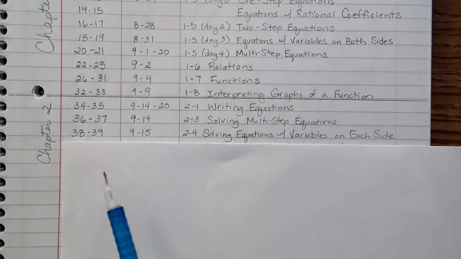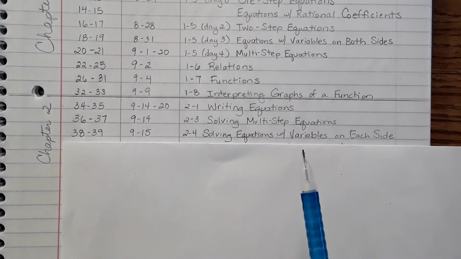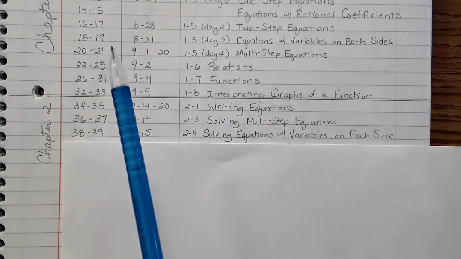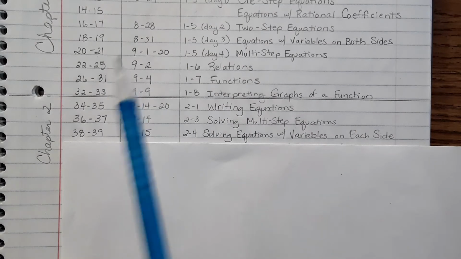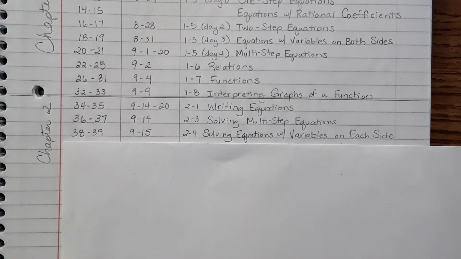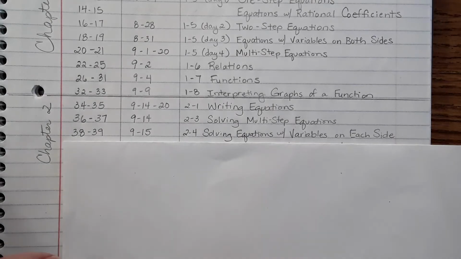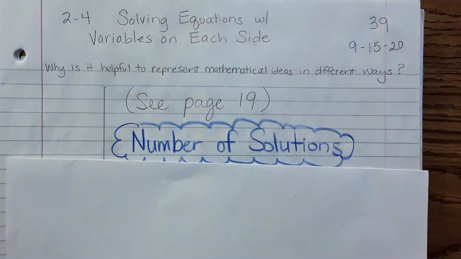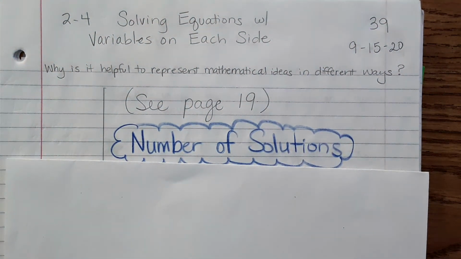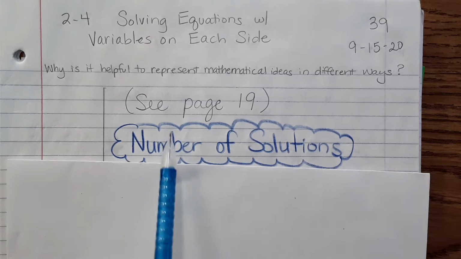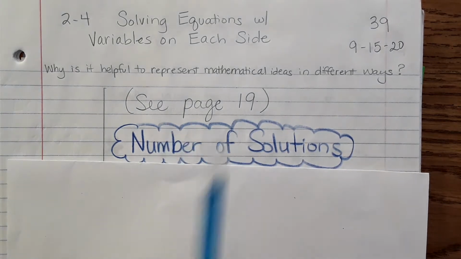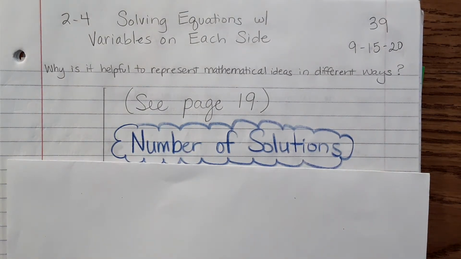In today's lesson, we're going to solve equations with variables on each side. Now you'll recall that we've done this before when we learned the basics. Back on page 19, we took notes on this. I'm not going to review the basic steps, but rather take it a step further by discussing the number of solutions we can possibly have in our equations. If you want the basic notes, see page 19 for variables on each side.